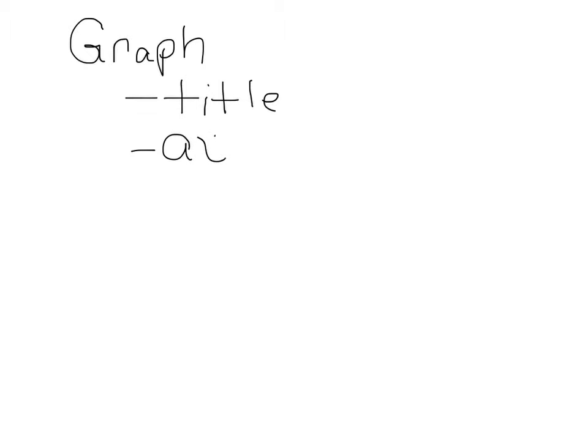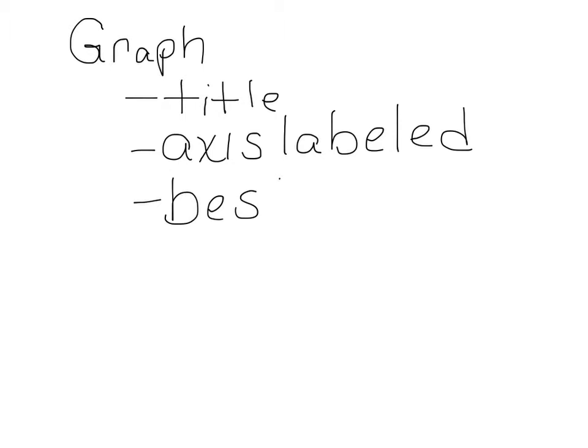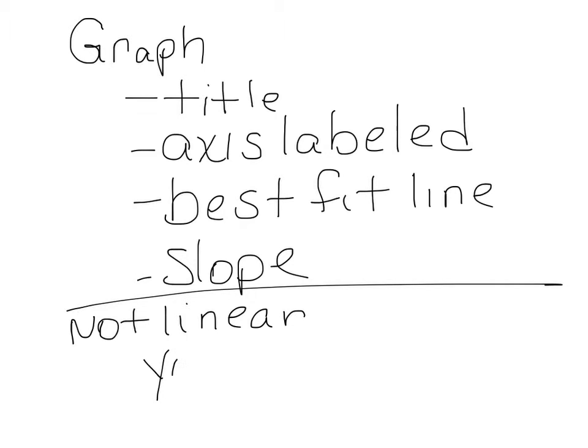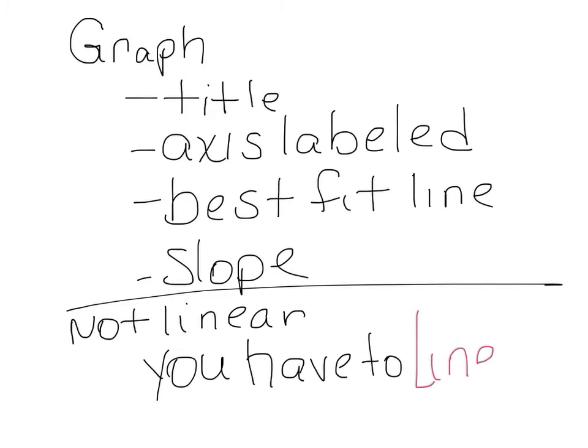After you get your data, then you graph your data. And a graph has to have very specific things. A title, axes labeled, a best fit line, and slope. Well, what if our line is not linear? If your line is not linear, you have to linearize it and then repeat the process. But all graphs have to have a title, labels, best fit line, and slope.